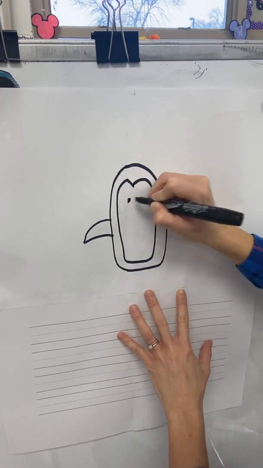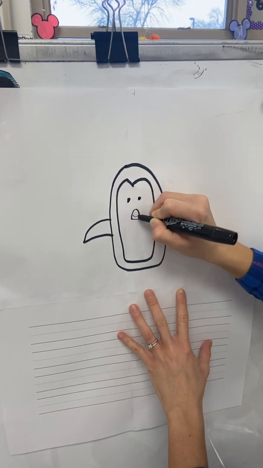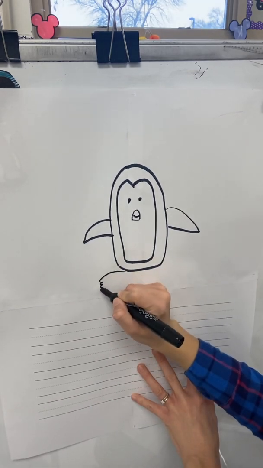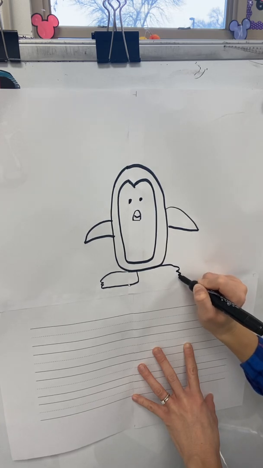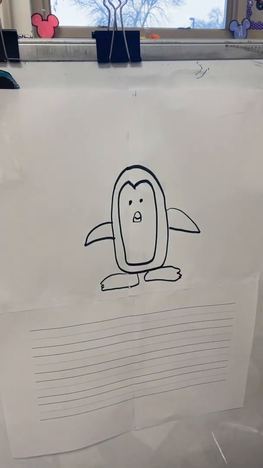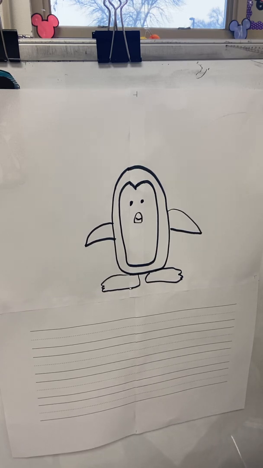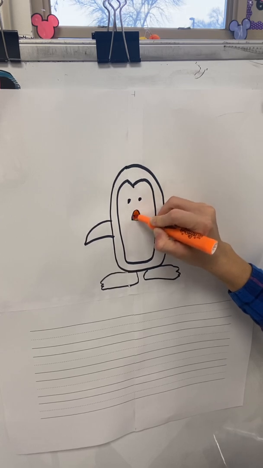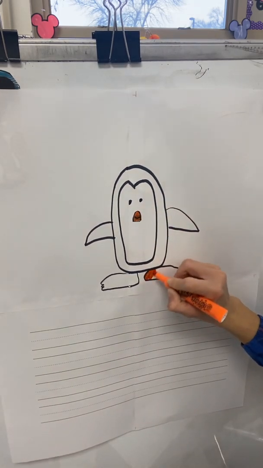And his eyes. And then his nose is like a triangle with his little smile in his beak. And then he's got some feet. Now, how could I show that it's cold where he lives? How do you think I could show that it's cold? I think I should make sure to include lots of snow and ice. And I'll make sure to include those in my labels too as I draw.